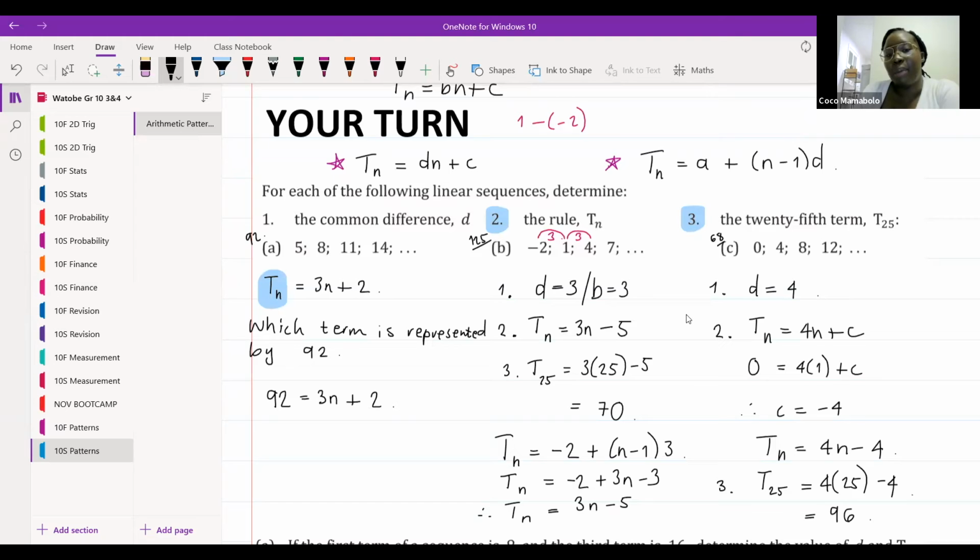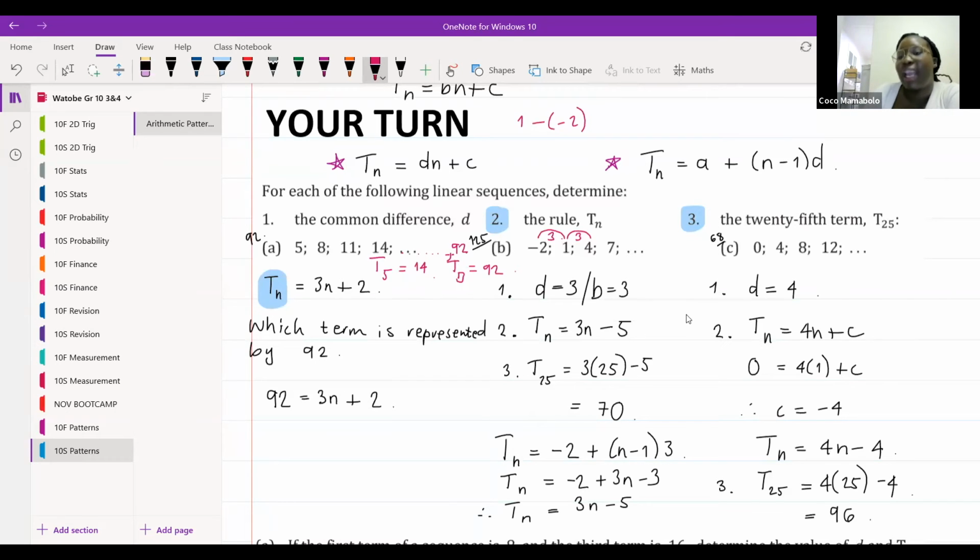Remember, if we wanted T5, we know that T5 is equal to 14, correct? So if I took T5 and I put 5 in there, I would get 3 times 5 plus 2, which gives me 14. Are you with me? So now I'm saying which term in the sequence, if we keep going, there'll be a number in the sequence that equals 92. What is its T? T what is equal to 92? That's what we're trying to find.